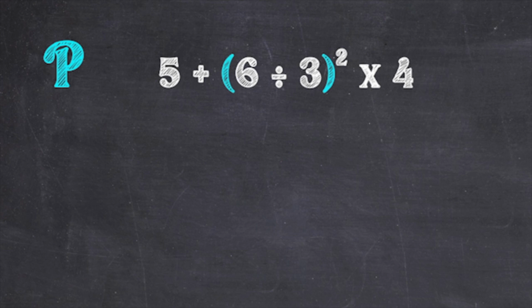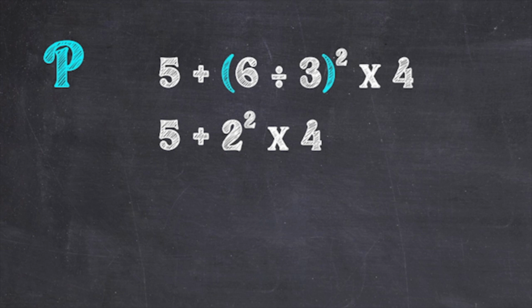6 divided by 3 is 2. So we should replace 6 divided by 3 with a 2. We don't have any parentheses anymore, so we can move on to exponents. That 2 we just wrote down is being squared. So let's think.